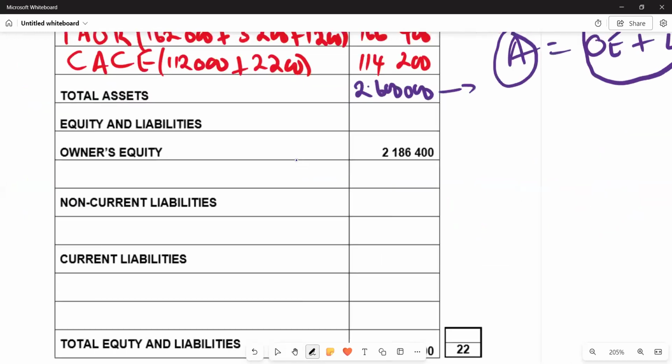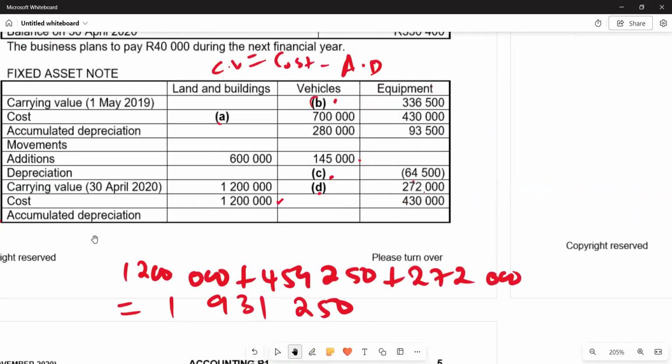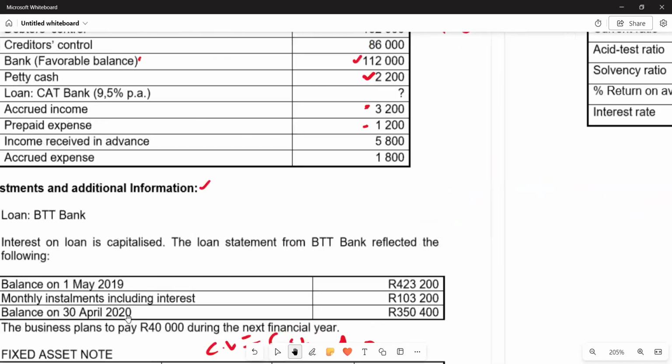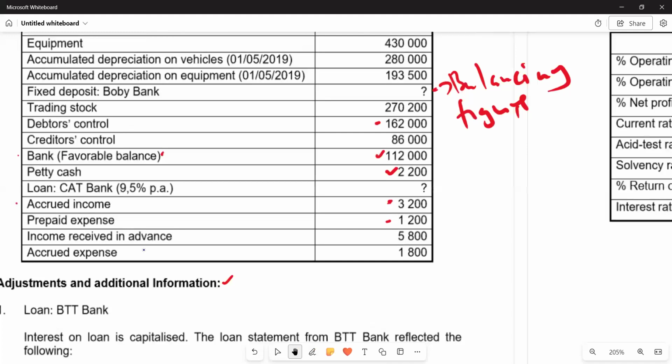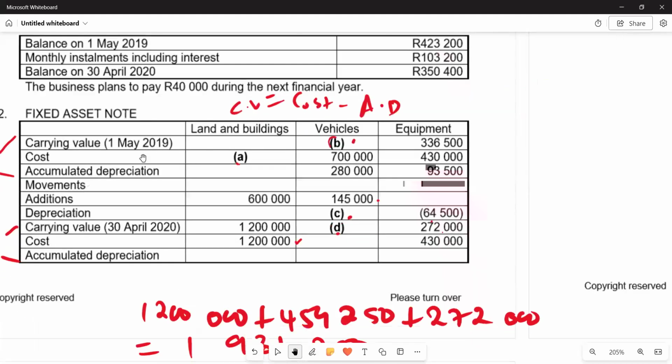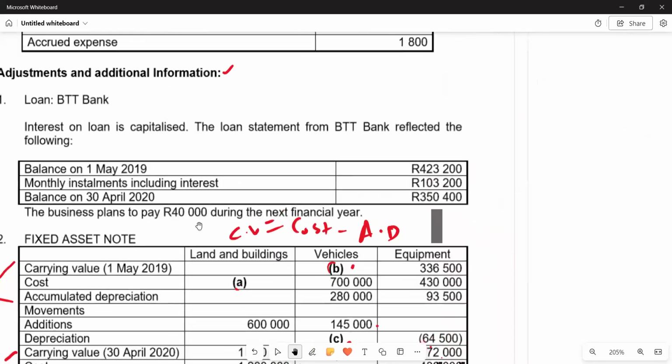So under equity and liabilities, the owners equity figure we are given is 2,186,400, which is this one. Now we are going to the non-current liabilities. Obviously, the long-term loan becomes a non-current liability. So you can go to the list of balances. Loan, it's a question mark. So it means we have to calculate it either as a balancing figure, or we can try to look in additional information if we have got anything that can help us calculate the figure for loan.